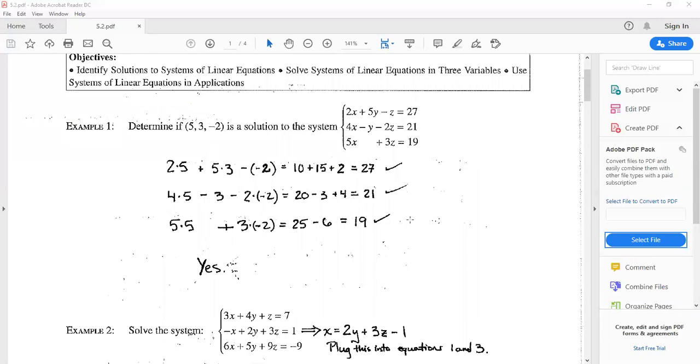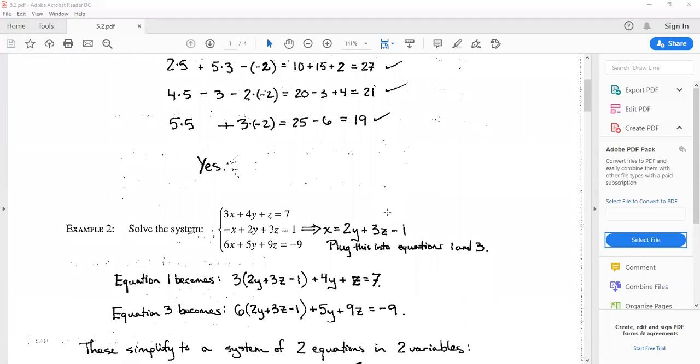Okay, so then let's see one in action now. How do you solve one from scratch? We're going to make heavy use of substitution in this section because I think it's probably the cleanest way that we have right now to solve systems of three equations in three variables.